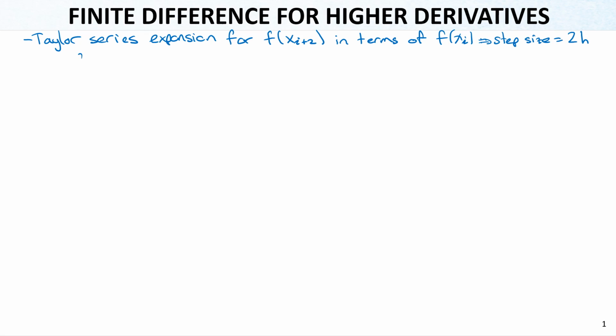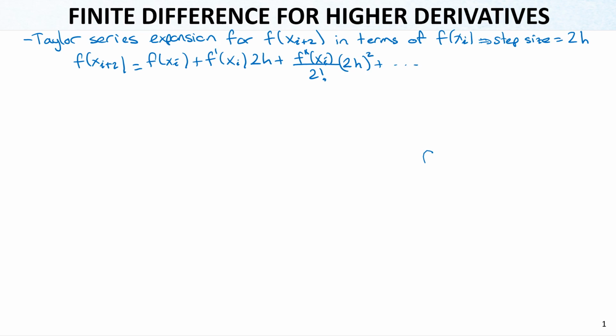And if we write it down, f xi plus 2 is equivalent to f xi plus f prime xi times 2h, plus the further terms, the second derivative for instance, f double prime xi divided by 2 factorial, again 2h, the square of 2h, and it goes like this to infinity. And after making this, we want to multiply the forward Taylor series by 2, and we will subtract it from this Taylor series with the step size 2h.